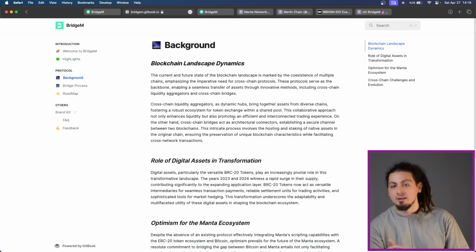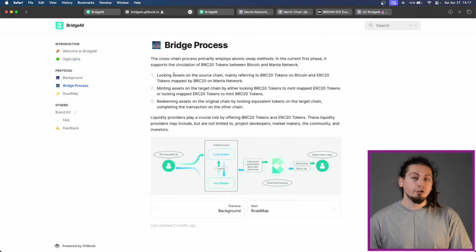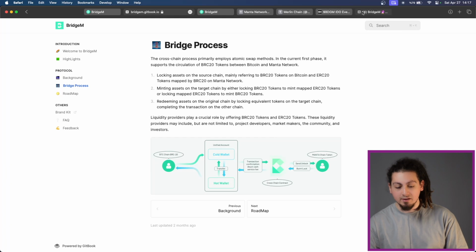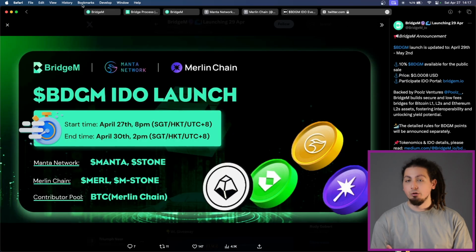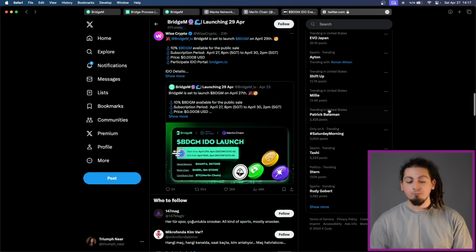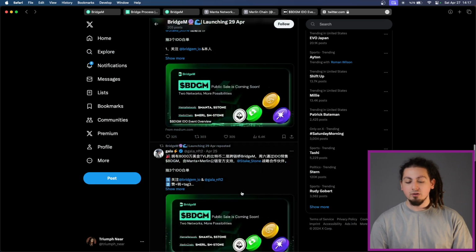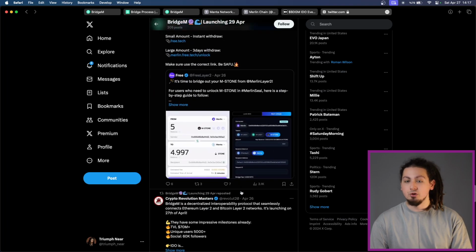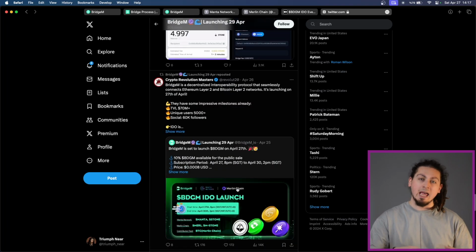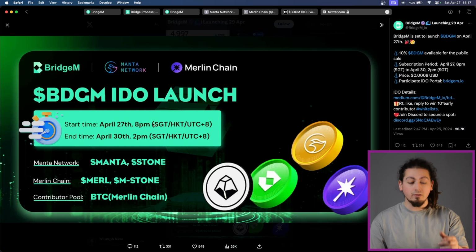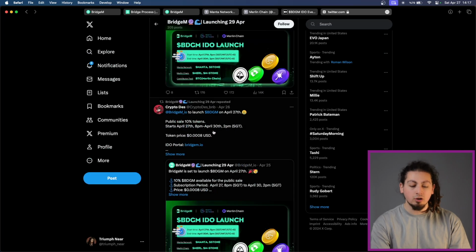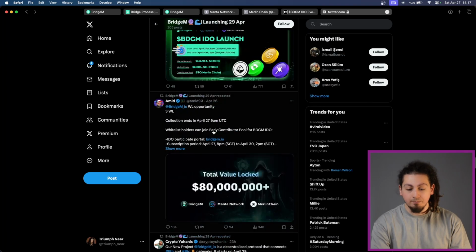0.003125 BTC fixed allocation. BDGM token holders will be able to access several benefits because the token is full of utility, including fee waivers, BDGM staking, and cross-chain risk staking, which is a very novel approach. These features provide users with additional incentives to hold and use BDGM tokens within the BridgeM ecosystem. As you can see from Twitter, there is the BDGM IDO launch. Start time will be 27th, 8 p.m. and 13th of April, 2 p.m. Again, Manta, Stone, Merl, Mstone, and the contributor pool will be BTC.